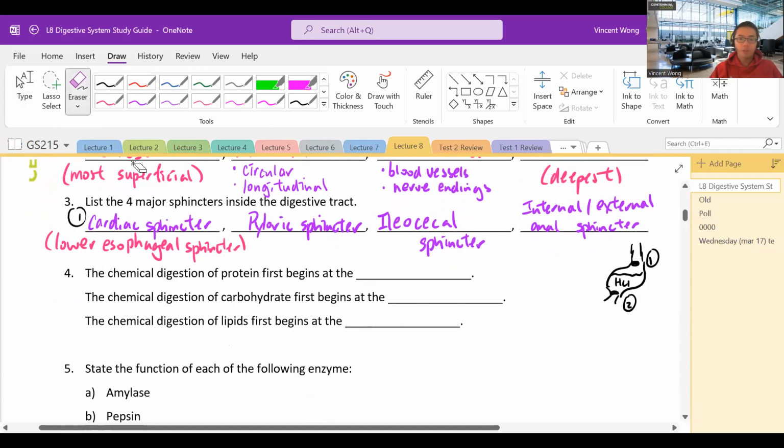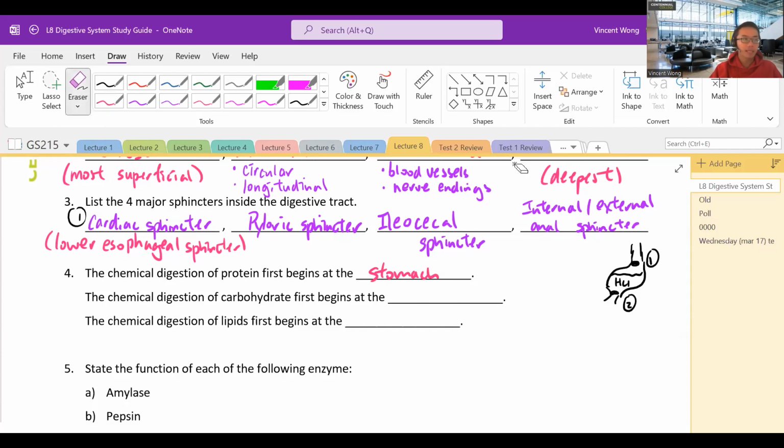Next, the chemical digestion of protein first begins at... Okay, so where do we first begin the chemical breakdown of proteins? Does anybody remember from the lecture? Is it the mouth? Is it the stomach? Is it the small intestine? Where do we start breaking down the proteins? Okay, Nora said mouth. Anyone else? Do you agree with her? Or stomach, Tina, stomach, Maphis? Yeah, stomach is correct. Okay, stomach.